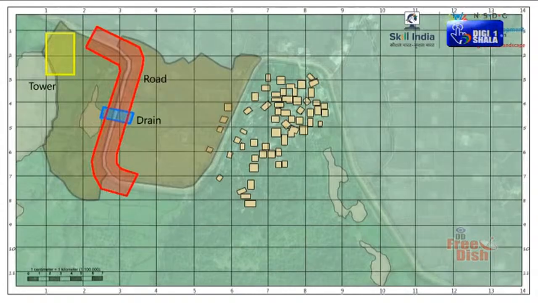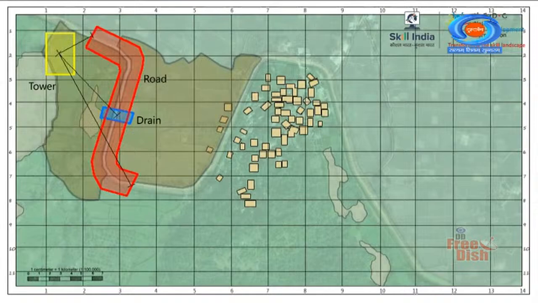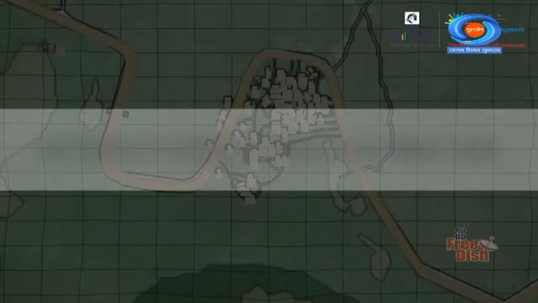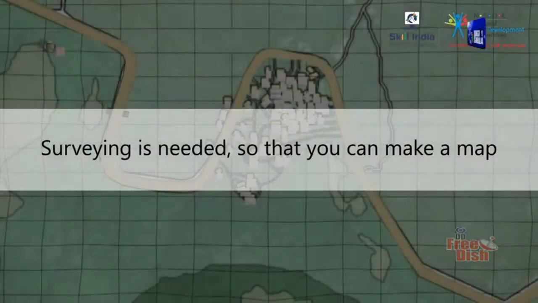You can now use this map to measure the distance between the objects. This activity of determining the relative positions of different objects on the surface of the earth by measuring horizontal distances between them is called surveying. Surveying is needed so that you can make a map.